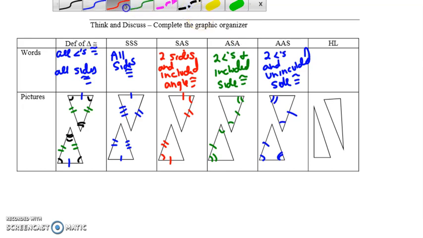And then our last one's our hypotenuse leg, which we know we have to have a right angle. So let's put our right angle in there. So hypotenuse leg in right triangle. All right, so here's our, let's just pick a leg, and then we have to have our hypotenuse. There we go.